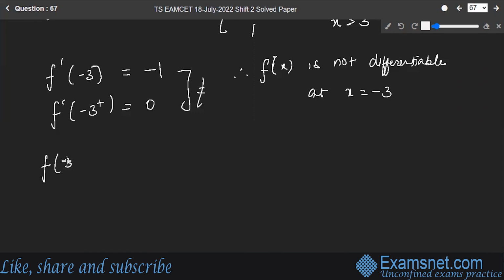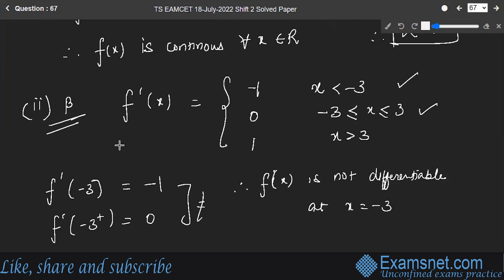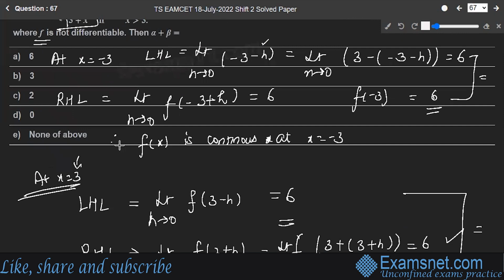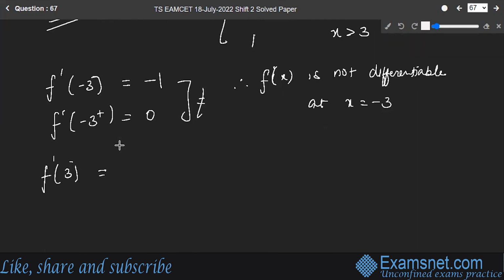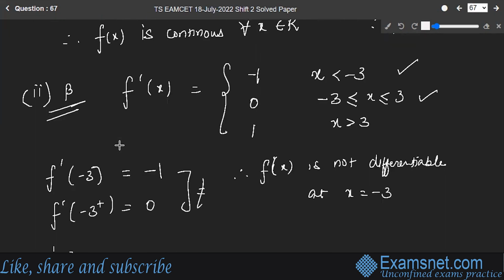Now, for first derivative at x is equal to 3 minus, that is the left-hand limit. Now, this is equal to, again, this is going to give me, wait, it was 3 minus. Yeah, it's going to give me 0 from here.